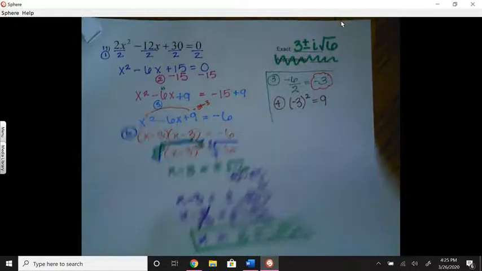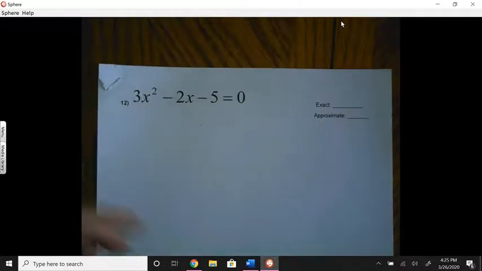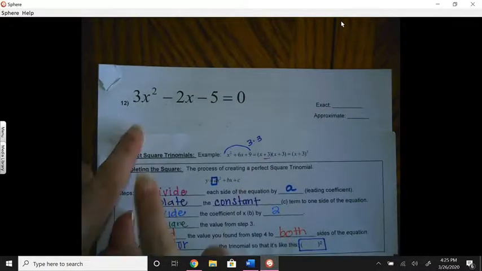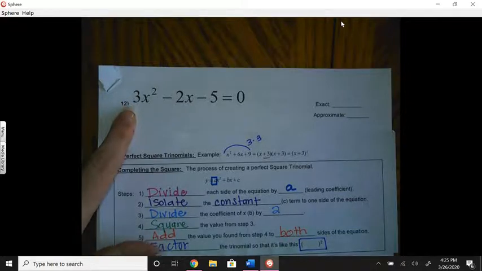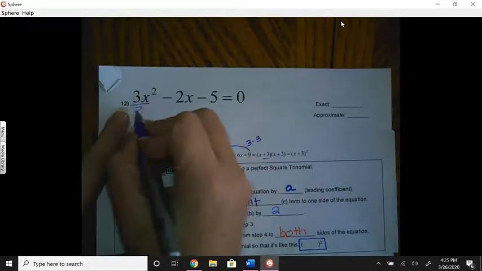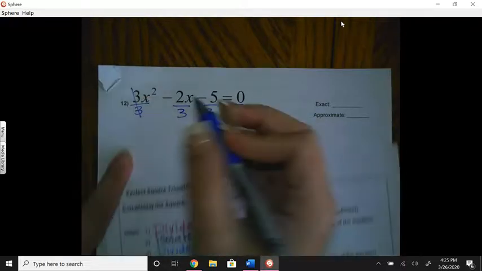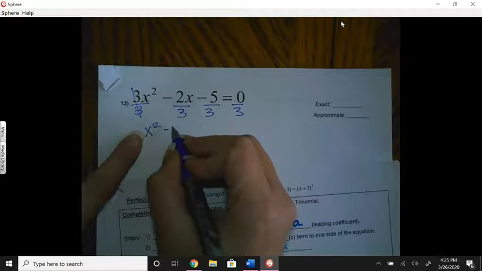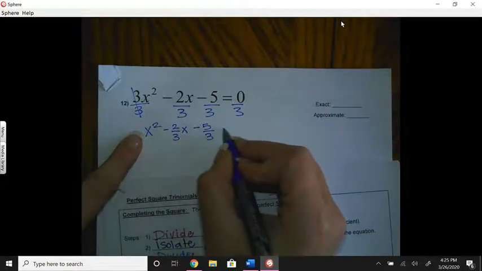Alright, let's go ahead and try one more here, and let's follow our steps. So step 1, we want the term in the front, the leading coefficient, to be positive 1. So we're going to go ahead and divide everything by 3. So now we have x squared minus 2/3 x minus 5/3 equals 0.